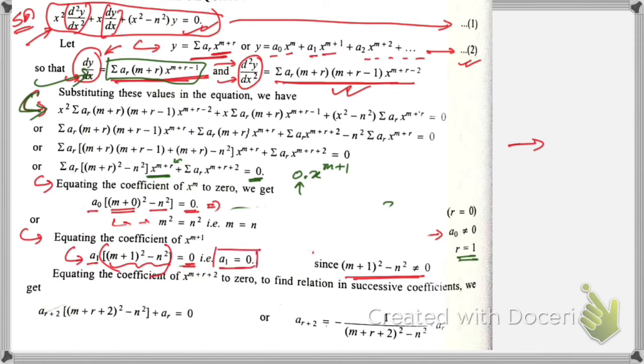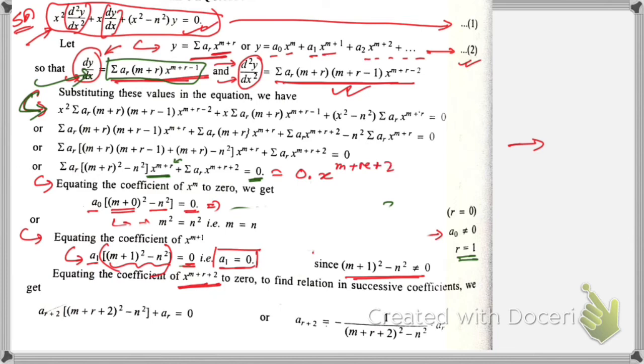So that's what we have got. Now similarly, equate the coefficient of x to the power m plus r plus 2, right? Here you can consider the right-hand side 0 as 0 into x to the power m plus r plus 2.